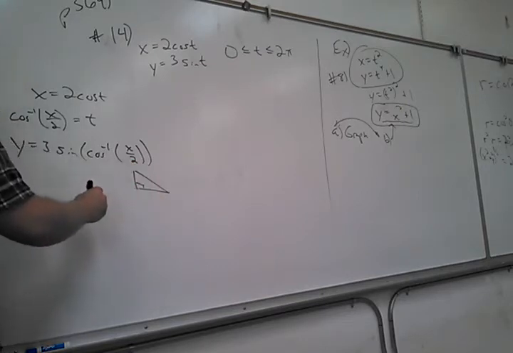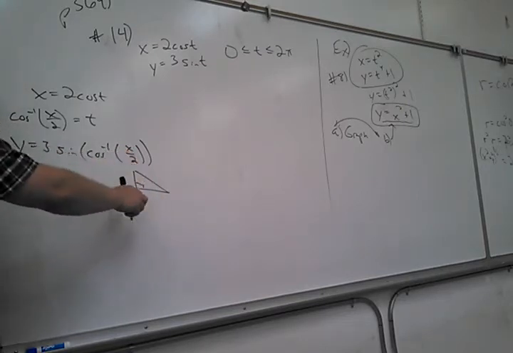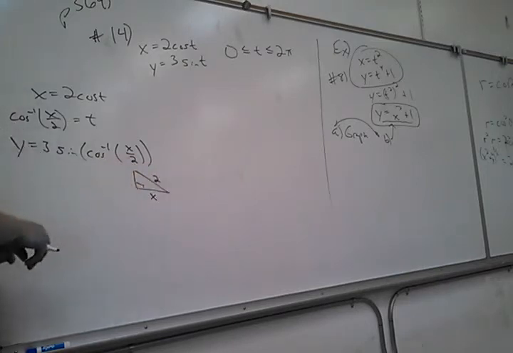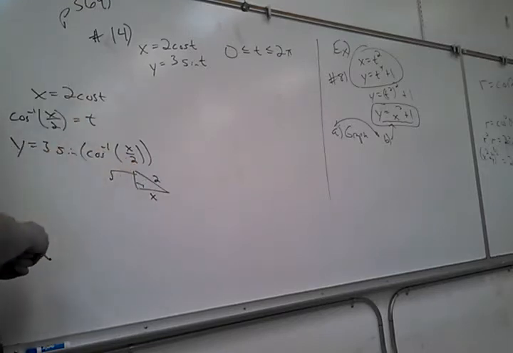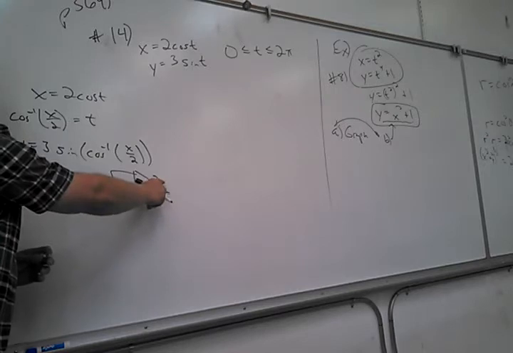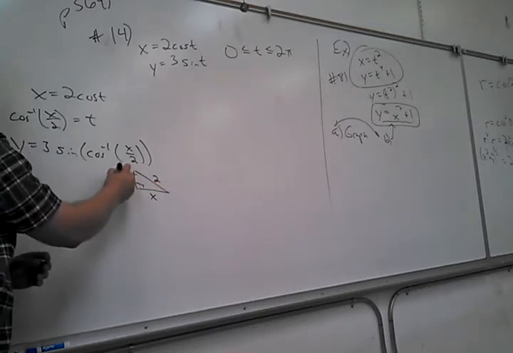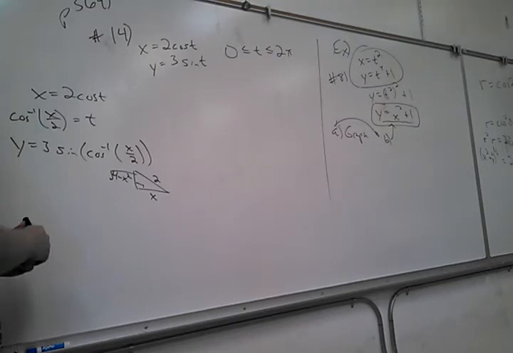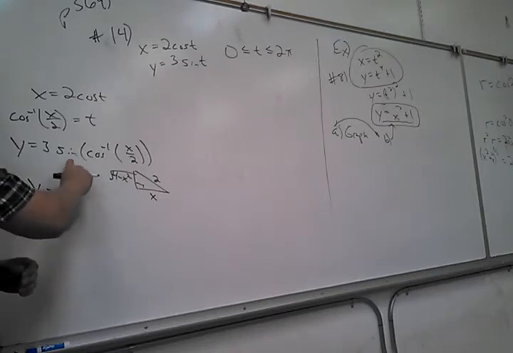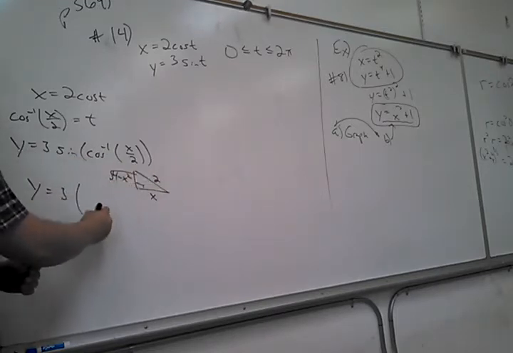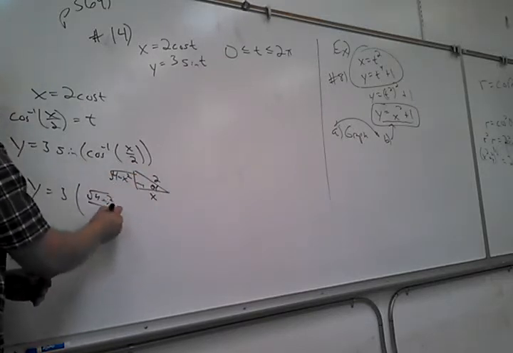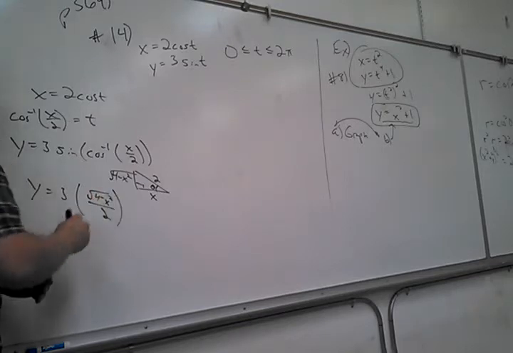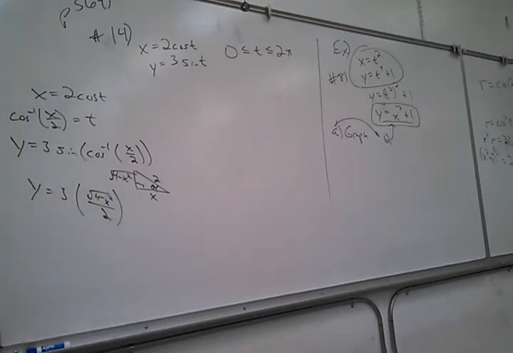Draw a triangle. Right, where's x? Where's 2? So x here, 2 there, because it's cosine. What's this side going to be then? In terms of 2 and x, square root of 4 minus x squared, right? Pythagorean theorem. So y equals 3 sine of this. What's the sine of this? Root 4 minus x squared over 2. Yeah, that side over the hypotenuse. Now that really wasn't all that difficult, right?